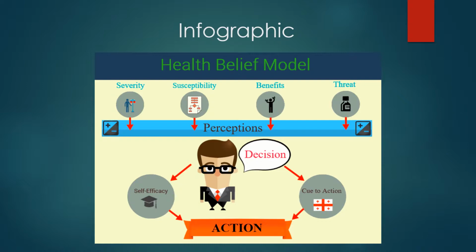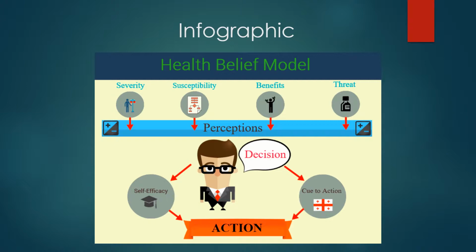Now, next, we're going to move down from perception. These all make up the person's perception, which then influences their decision. However, before they make a decision, both an individual's self-efficacy, or how much training or education they have on the topic, as well as cues to action, which are going to include providers' guidance and things like that, are both going to impact what action they ultimately take.